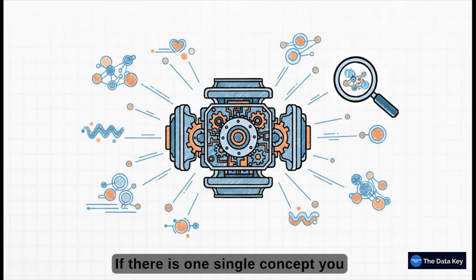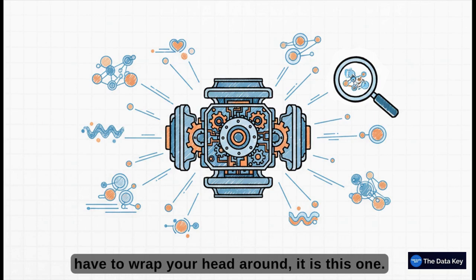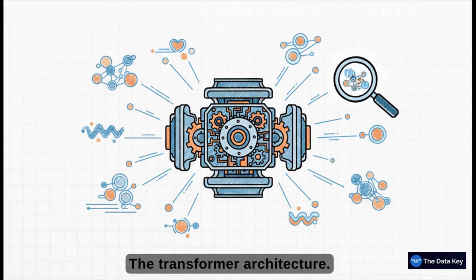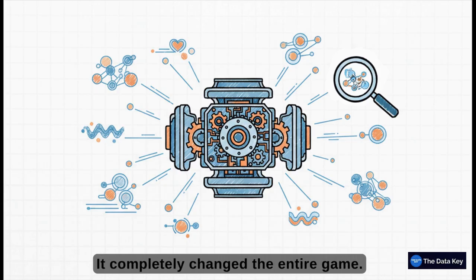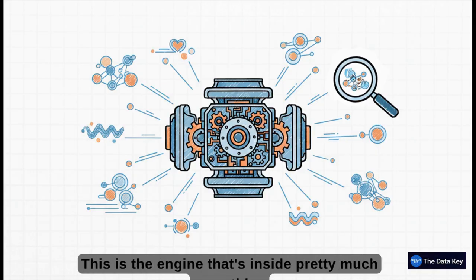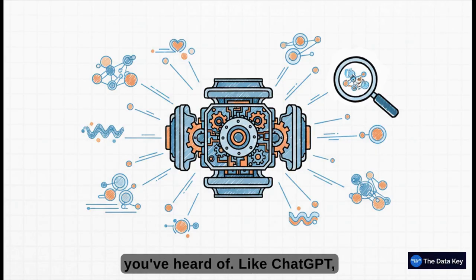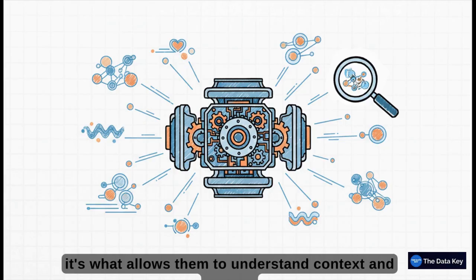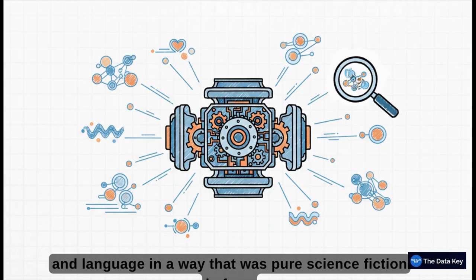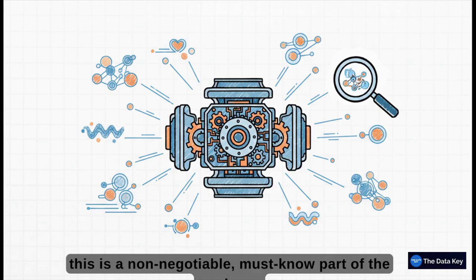Okay, listen up. If there is one single concept you have to wrap your head around, it is this one, the transformer architecture. It came from a paper famously titled Attention is All You Need, and it didn't just move the goalposts, it completely changed the entire game. This is the engine that's inside pretty much everything you've heard of. Like ChatGPT, it's what allows them to understand context and nuance in language in a way that was pure science fiction before. Seriously, this is a non-negotiable, must-know part of the roadmap.